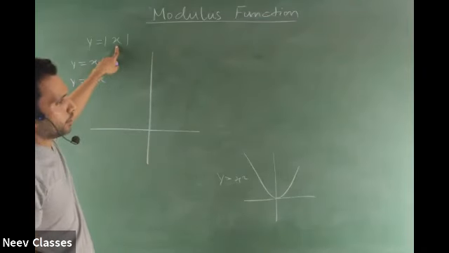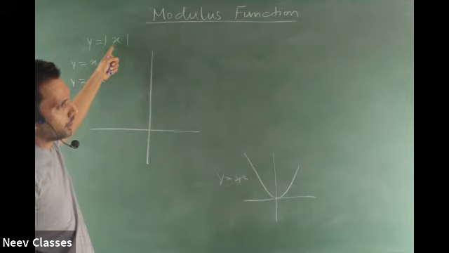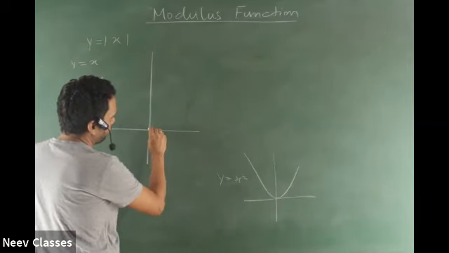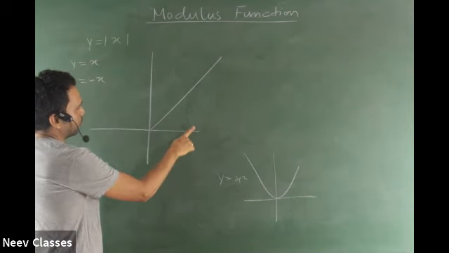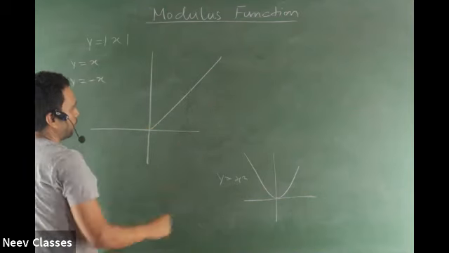When will it behave like a y is equal to x graph? When x is positive. When x is positive, x is 0.1, 0.2, 1, 1.1, 3.1, whenever x is positive, then mod of x is x itself, right? So it is the y is equal to x graph. And that's a straight line, a 45-degree straight line. When x is 1, y is 1, x is 2, y is 2. Till x is 0, y is 0.